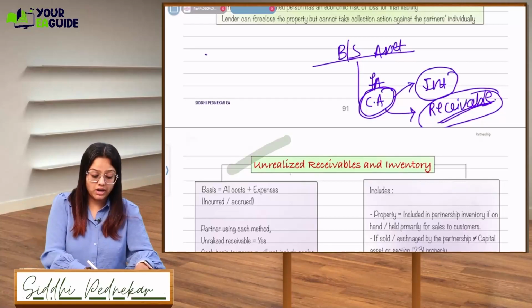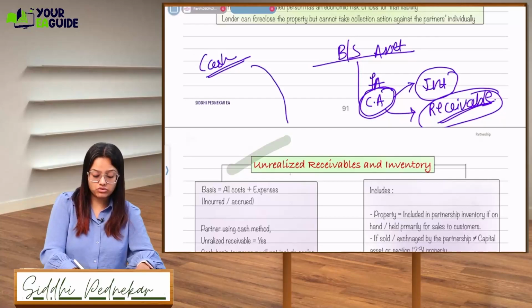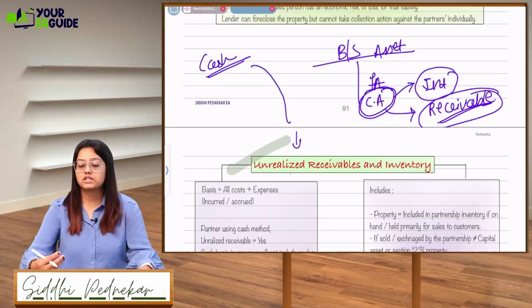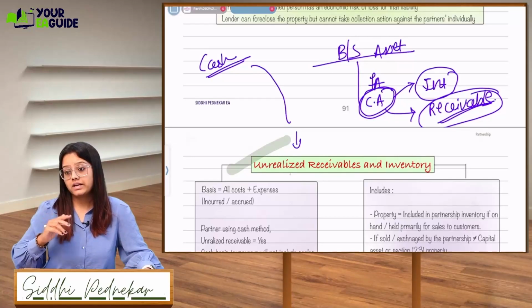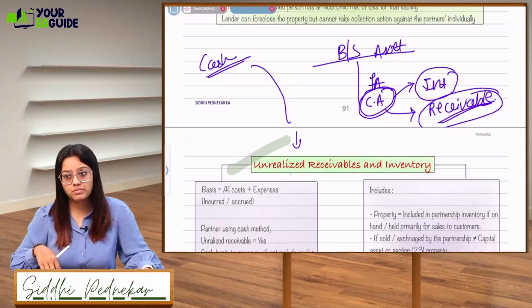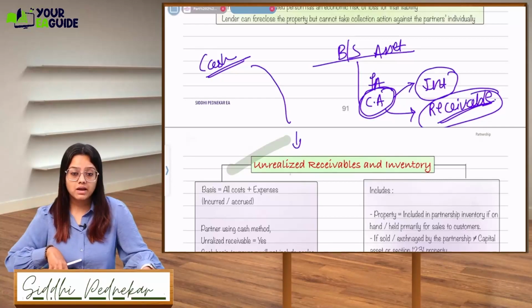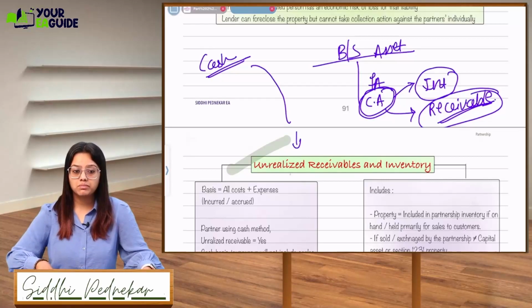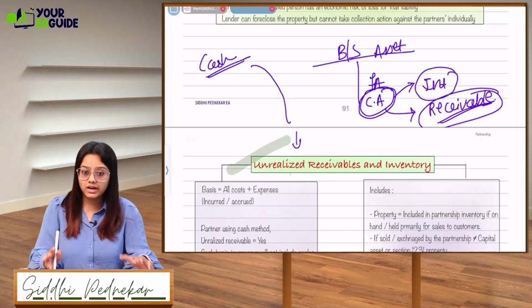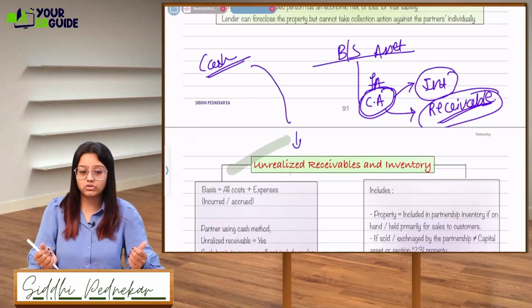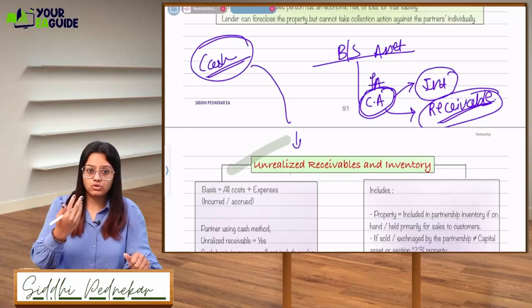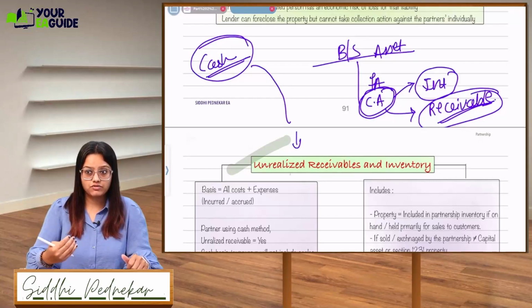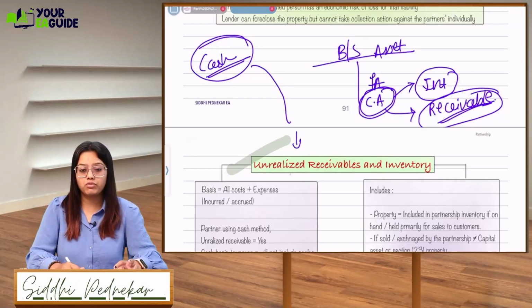So if you are a cash basis taxpayer, then you will face this problem, that is unrealized receivable and inventory. I know the wording is a little bit complex, you might get confused. Just understand the logic. If I'm a cash basis taxpayer, when I sell a certain amount in the market, unless and until I realize the amount in cash, I'm not going to record it, right? I have sold the goods, but I have not received the cash. For me, whatever amount I have sold, that will be what?